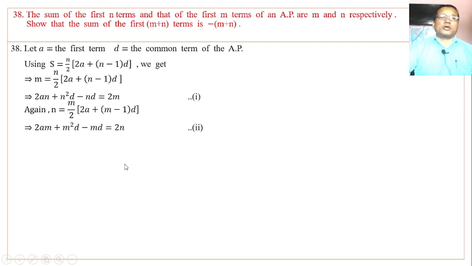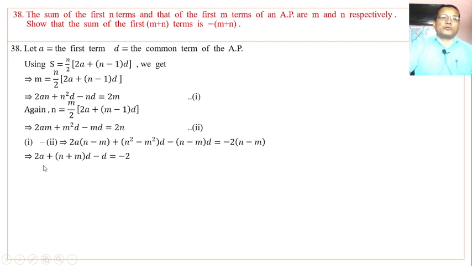Now solve equation 1 and equation 2 for a and d. Subtracting equation 2 from equation 1, we get this. Cancelling d, we multiply both sides by 2 over m plus n. So the left side is d times S of m plus n, and the value is minus 2 times, d times S of m plus n equals minus 2 times (m plus n). This is the sum of the first m plus n terms.